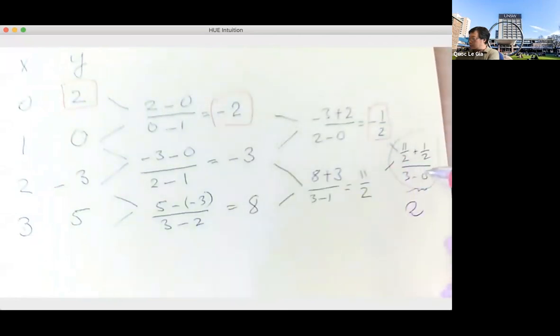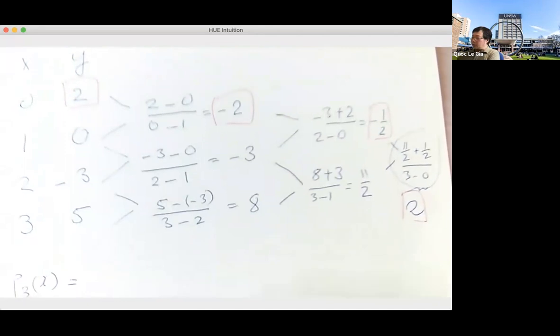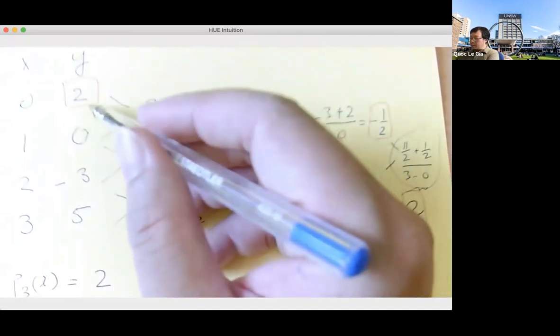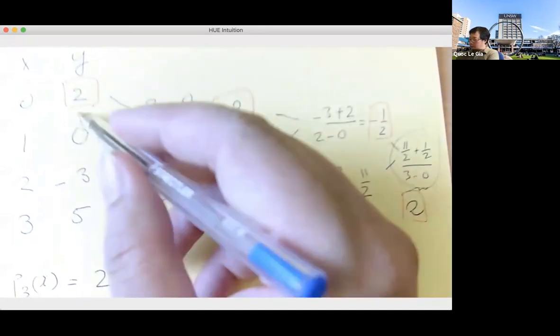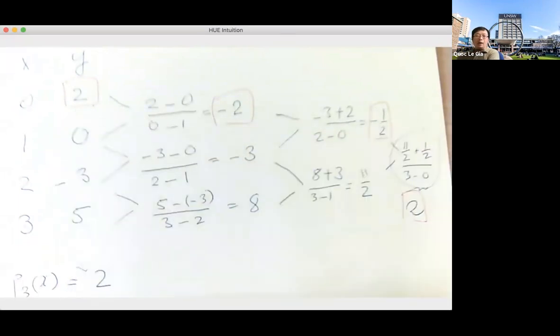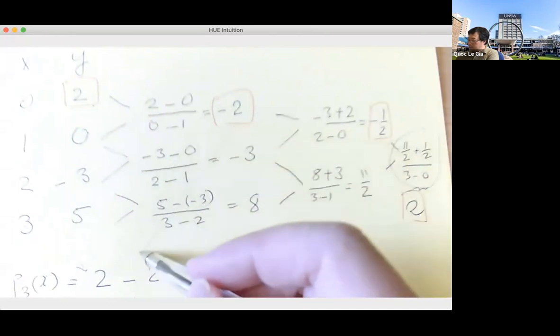Okay, so those numbers will give you the Newton form of the interpolation. Now I will write P3. P3 is the cubic that interpolates the data, and it will be equal to 2, the 2 comes from here, and then minus 2, the minus 2 comes from here.